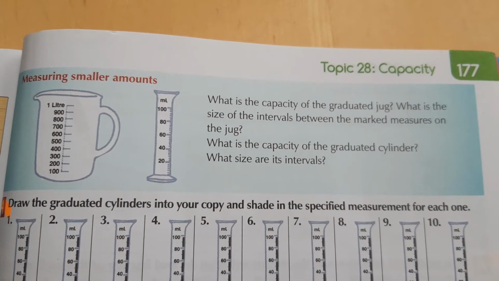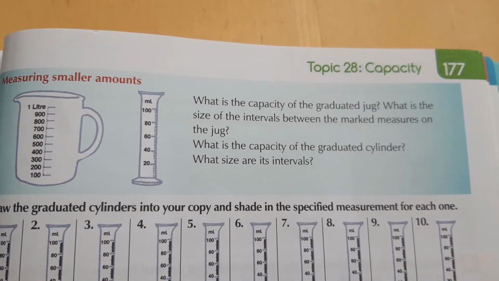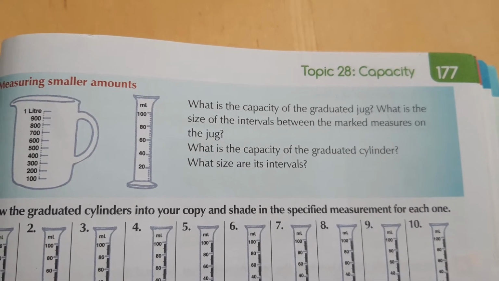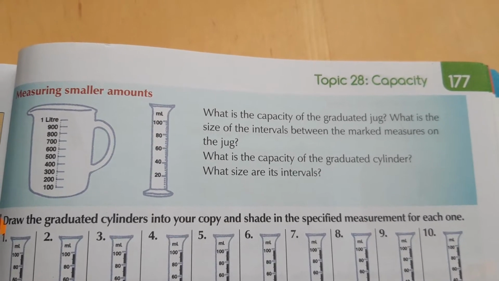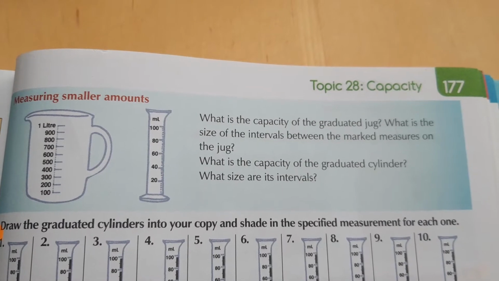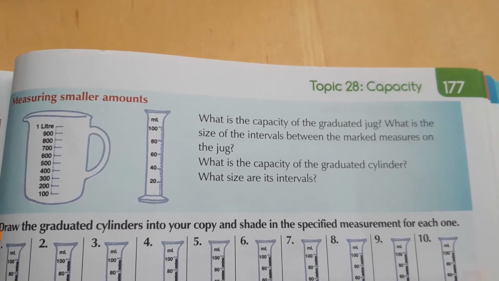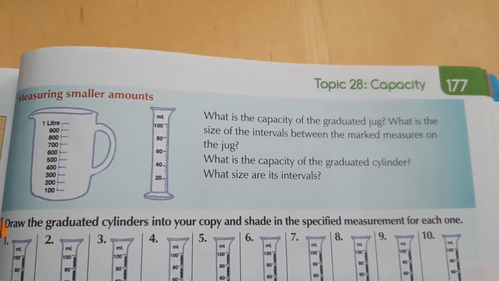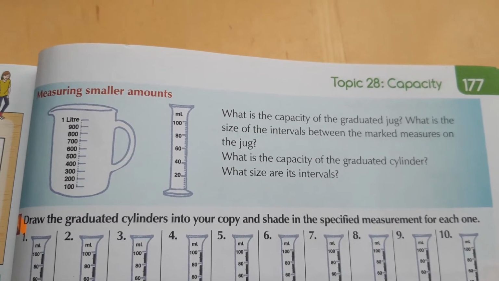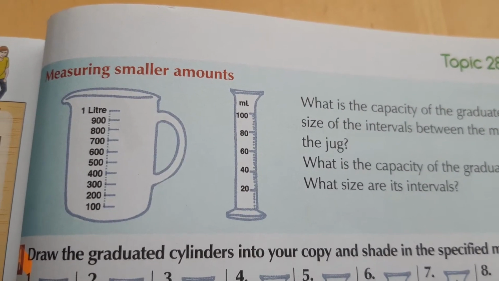So now on the next page, you have measuring smaller amounts. So at home, you might have things like a Calpol measure, syringes, or those kind of things for medicines. So what is the capacity of the graduated jug? What is the size of the intervals between the marked measures and the jug? What is the capacity of the graduated cylinder? And what size are its intervals? So what you're looking at in these ones is what's the gap between them that's shown on jugs, etc.